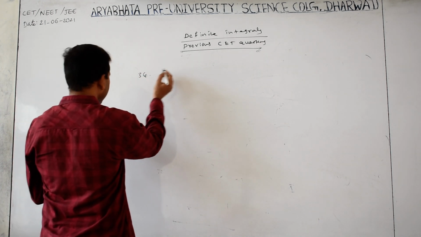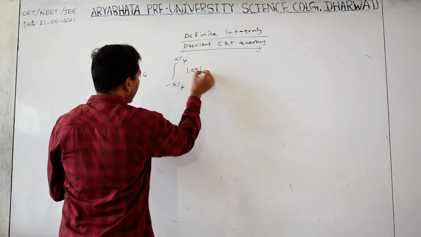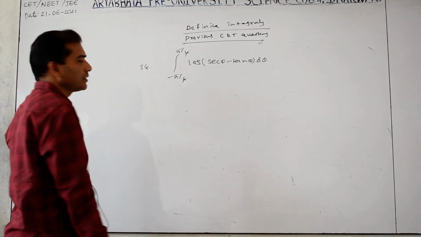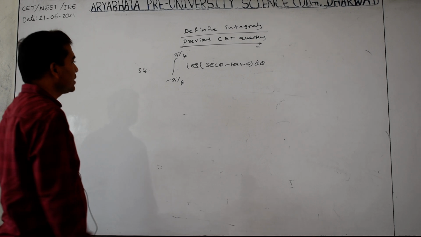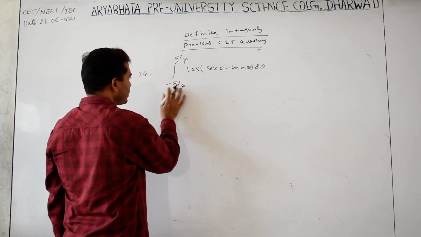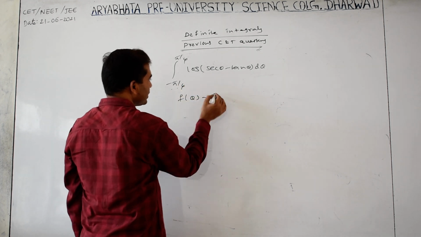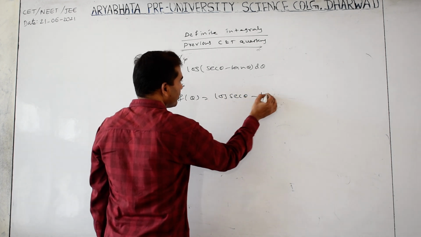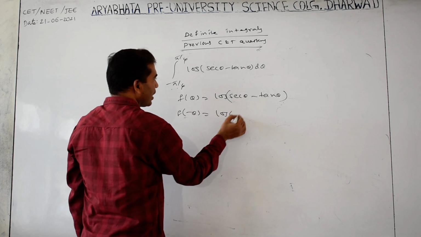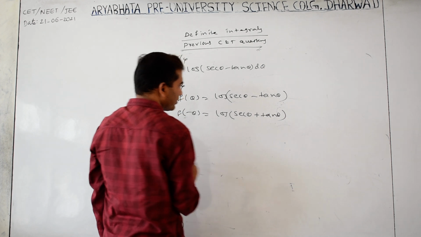Next, question number 34. Integration of minus pi by 4 to plus pi by 4 log of sec theta minus tan theta d theta. Both limits are the same with opposite signs. In such a case, we should verify whether it is even or odd. Let f of theta be log of sec theta minus tan theta. Put theta equal to minus theta: sec of minus theta is sec theta, and tan of minus theta is minus tan theta.